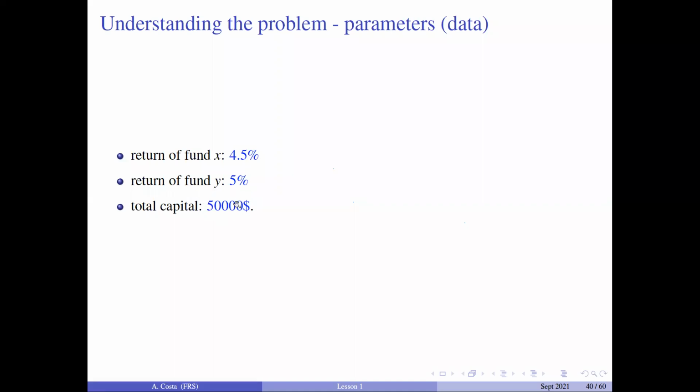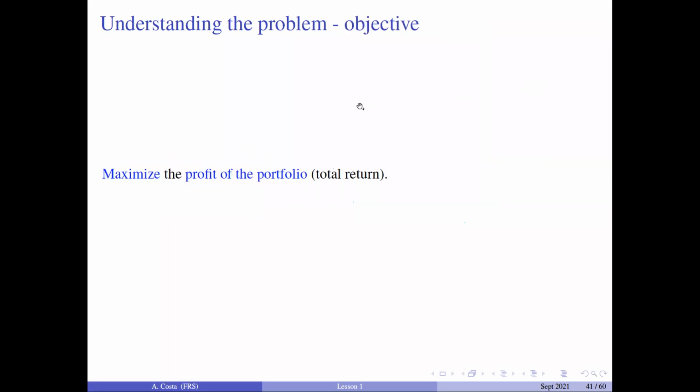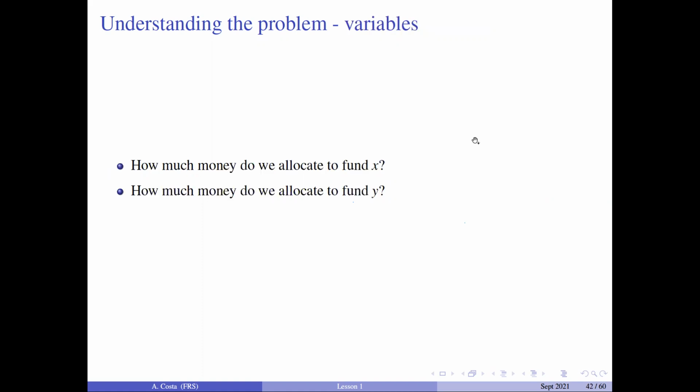And then the total capital we have, the 50K. What about the objective? Well, we want to maximize the total profit of the portfolio or total return. What are the variables? Well, we need to decide how much money to allocate to fund X and to fund Y.